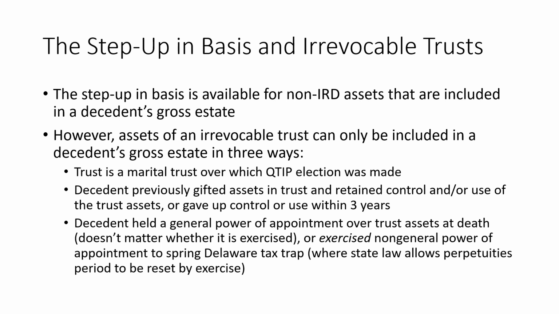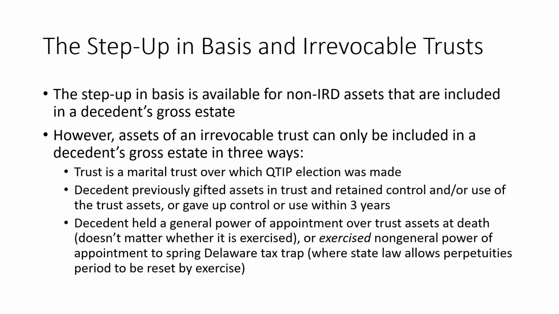The second that we're not going to discuss is if the decedent has previously gifted assets in trust but has retained control and/or use of those trust assets, or has given up control or use of those assets within 3 years of death. And then finally, the subject for today is if the decedent held a general power of appointment over the trust assets at death, which doesn't have to be exercised, or if there's not a general power of appointment, if the decedent has exercised a non-general power in a way that springs what's called the Delaware tax trap, where the exercise of that power would reset the rule against perpetuities period, which governs the maximum term for a trust.